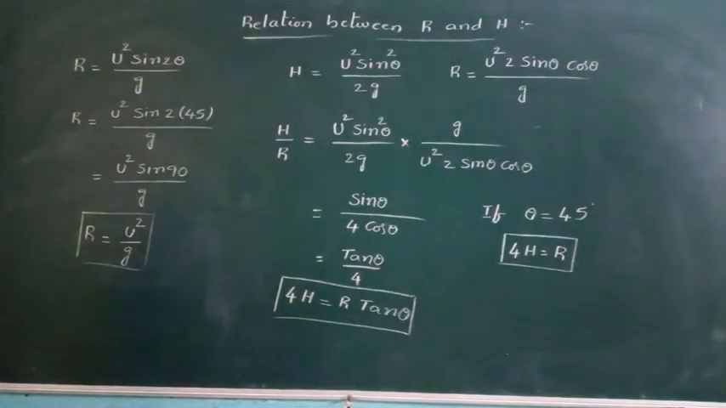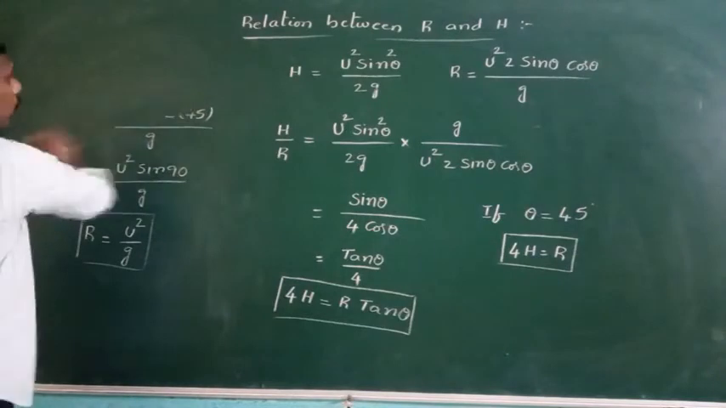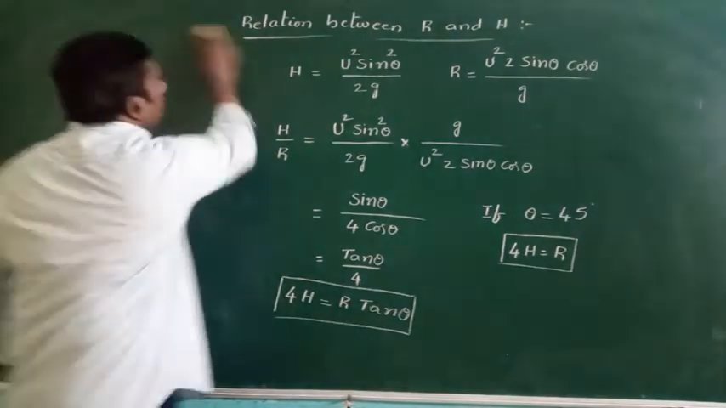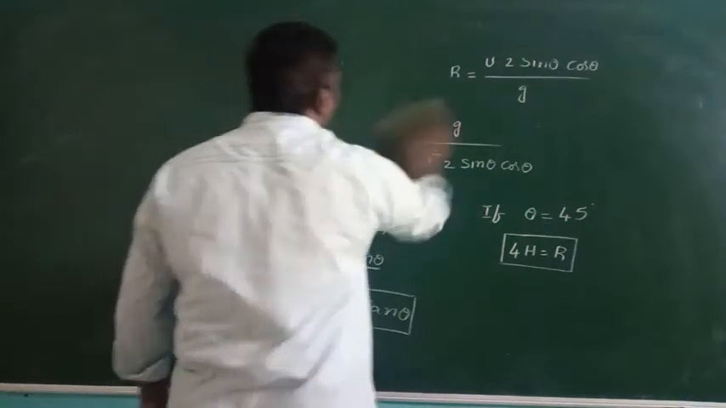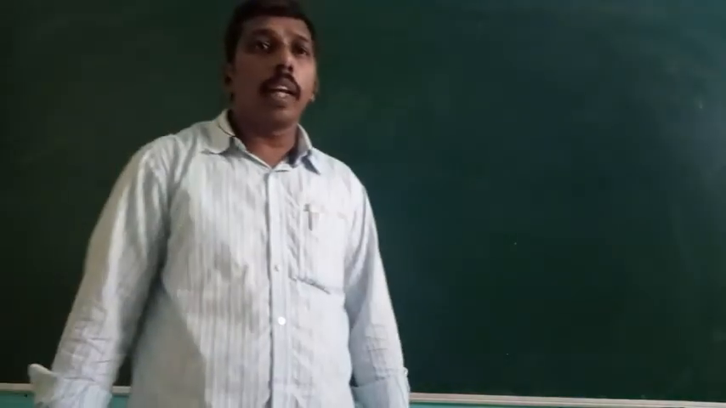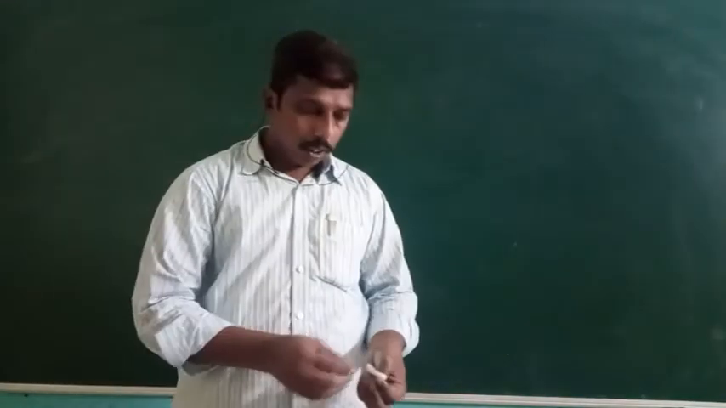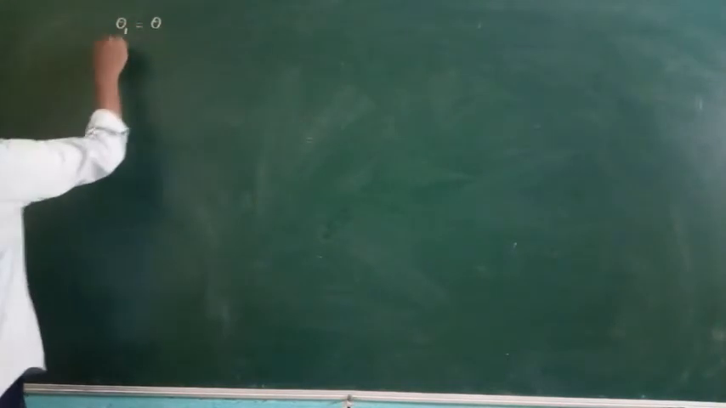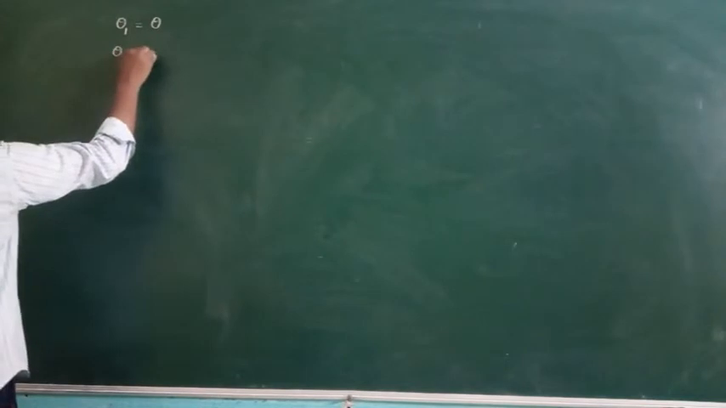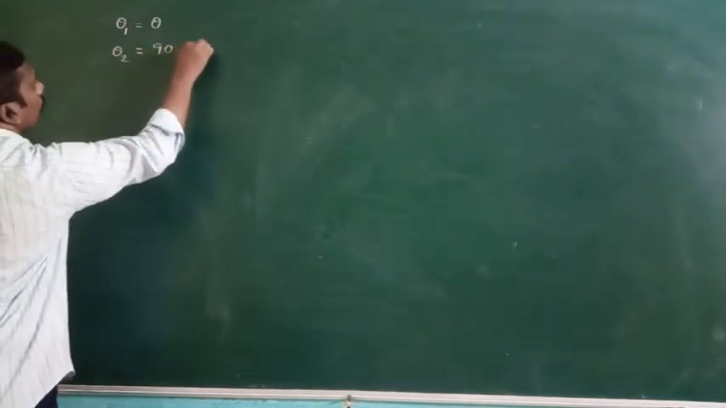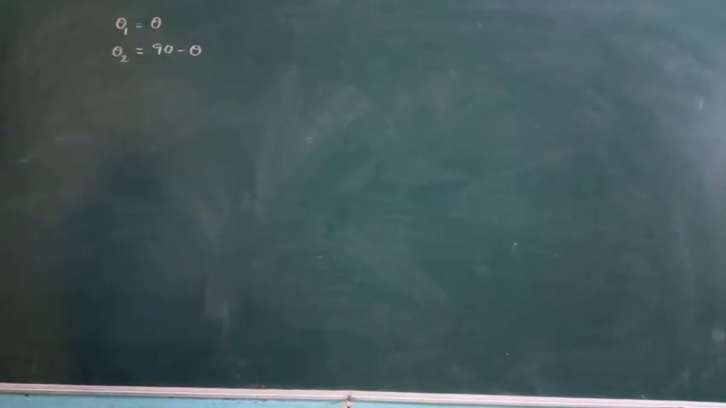Now we derive the relations among complementary angles. What is meant by complementary angles? If the sum of two angles is equal to 90 degrees, then those angles are called complementary angles. So I am taking one angle as theta, and the second angle as 90 minus theta. Theta 1 is taken as theta, and the second angle theta 2 is taken as 90 minus theta.